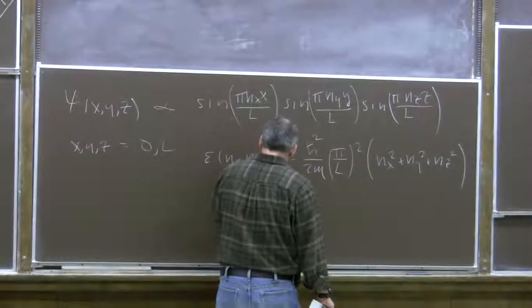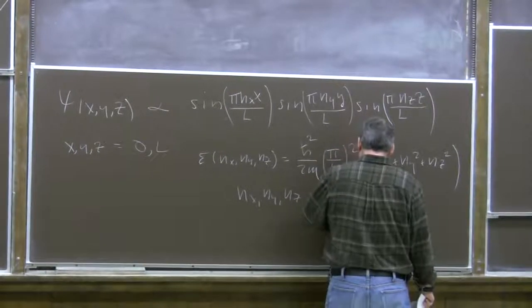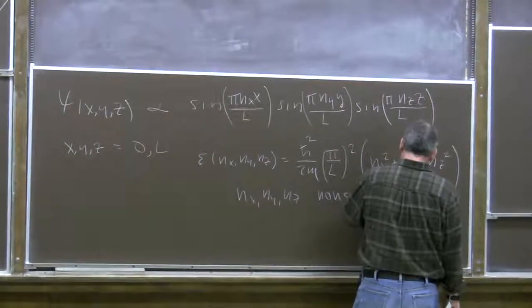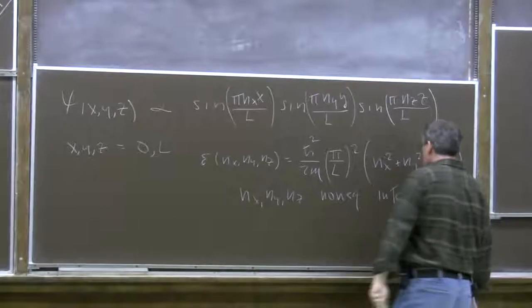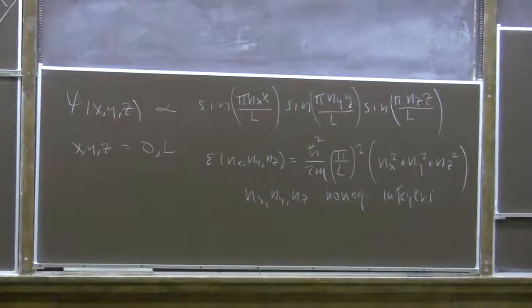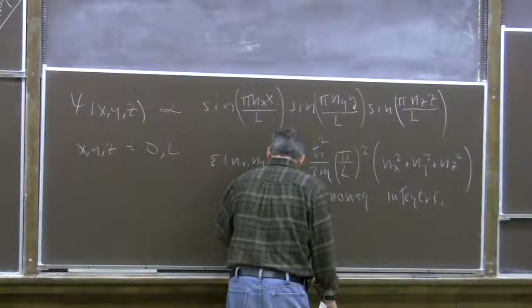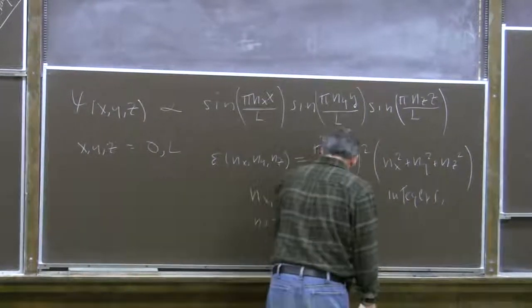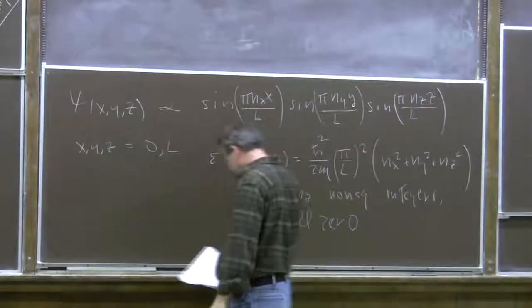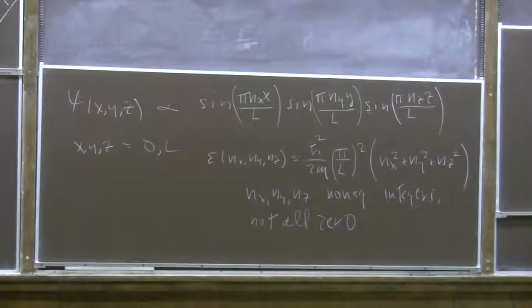n_x, n_y, and n_z are all non-negative integers. And they can't all be 0, since if they were all 0, the wave function would vanish. One or two of them can be 0. So, for our one particle in the box, is that clear?